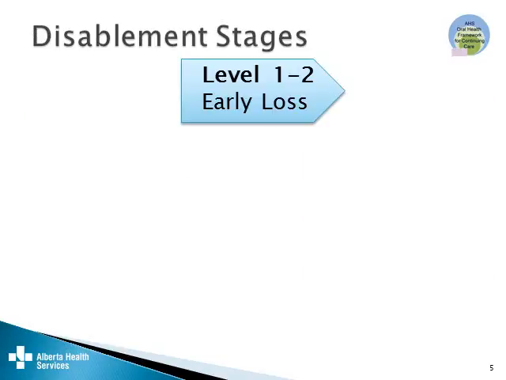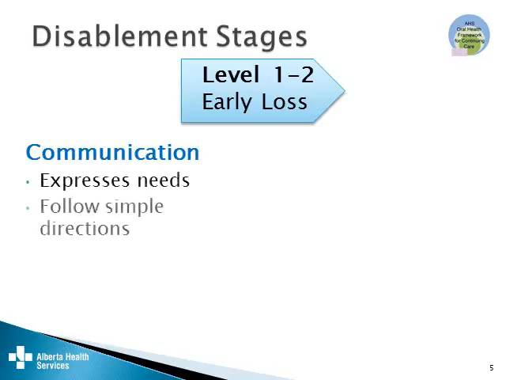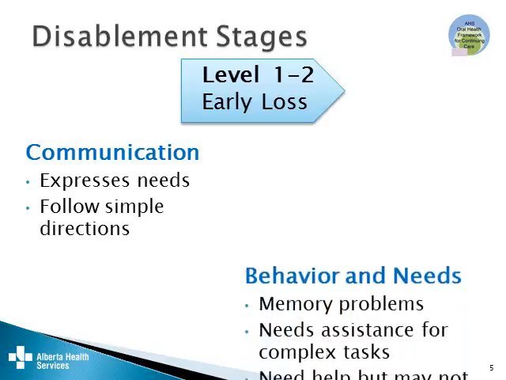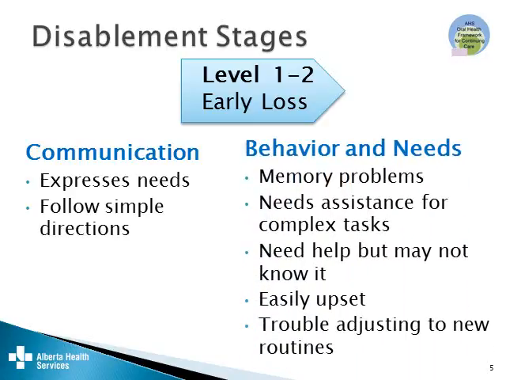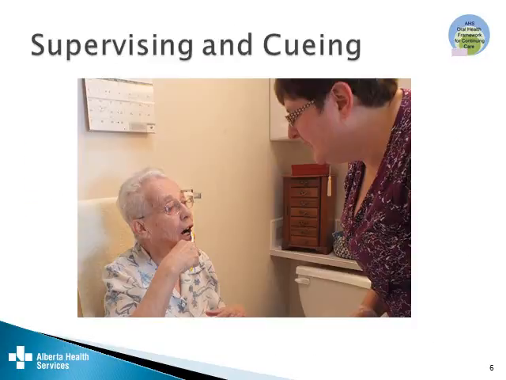In Level 1, Early Loss. Oftentimes in this level, the residents are still able to express their needs and can follow simple instructions. They may have some memory problems and may require assistance with complex tasks. They do not always ask for help, even if they need it. They often get upset and frustrated easily, and may have difficulties adjusting to new routines. This resident needs encouragement to maintain their independence in mouth care.